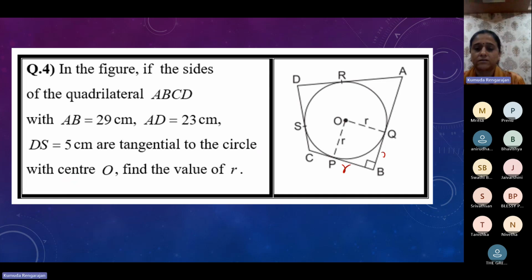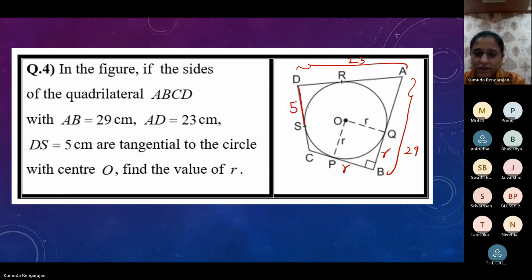Yeah, so this is R, this is R. We're given that DS is 5, children. Where is, yeah, see, DS, this is 5. This one is 23. And this one is 29. All right. Now, DS is equal to DR. So DR is 5. So AR will be 23 minus 5, because the full thing is 23. So AR will be 18.